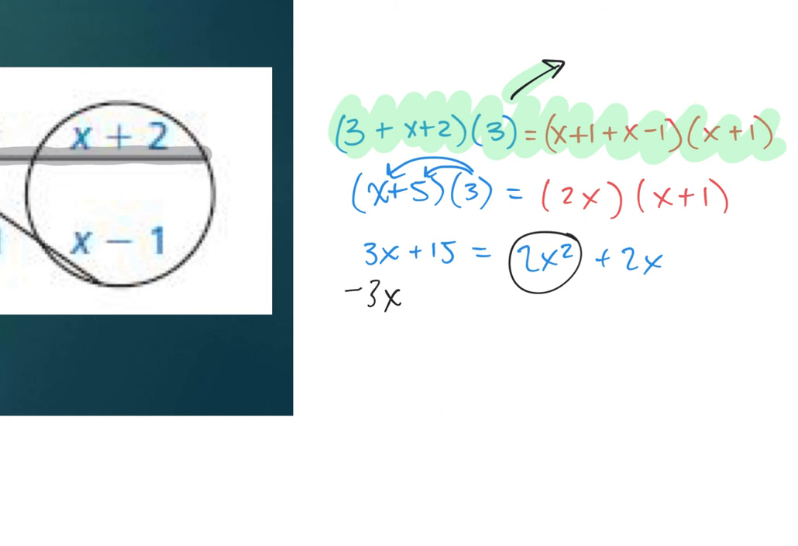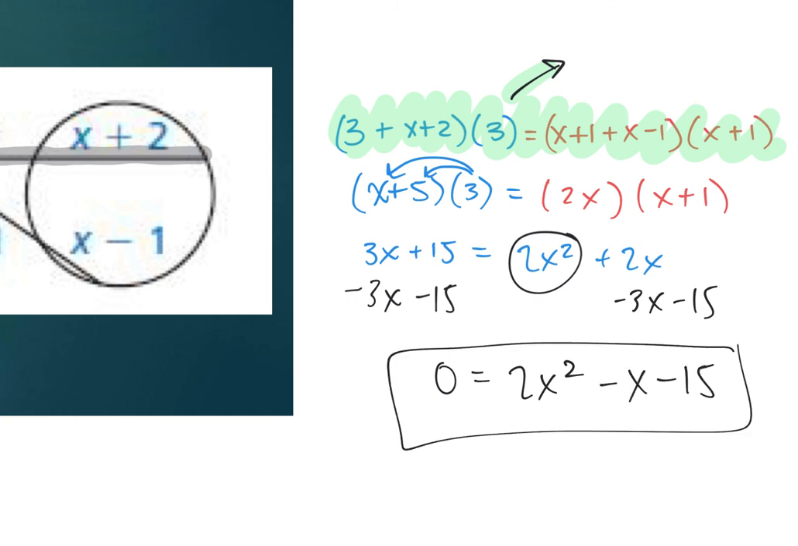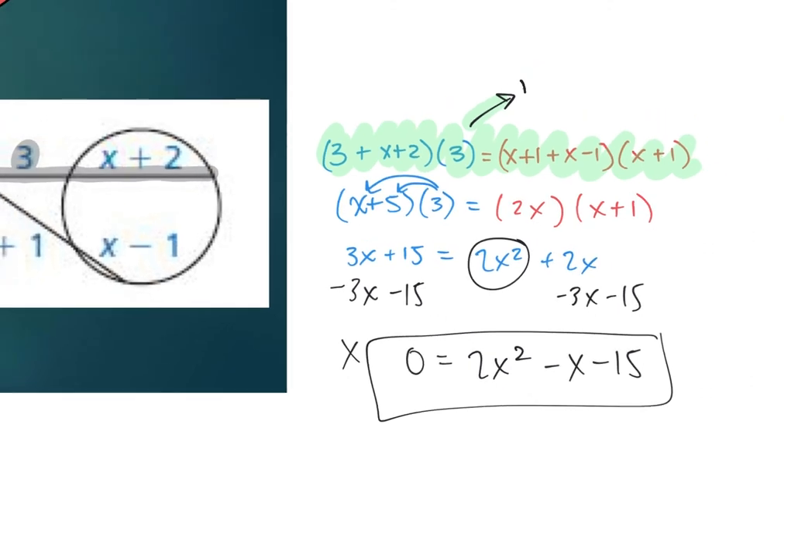We could subtract 3x from this side, and we could subtract 15. And we would get 0 equals 2x squared minus x minus 15. Guys, I'm not going to ask you to solve something like this, okay? But this example is good for knowing the setup, okay? How we dealt with the x terms and setting it up. If I ever ask you to solve one of these, the x squared will be the same on both sides, so when you subtract it over, it'll go away, okay? I will not ask you to solve a quadratic. Please make a note of that.